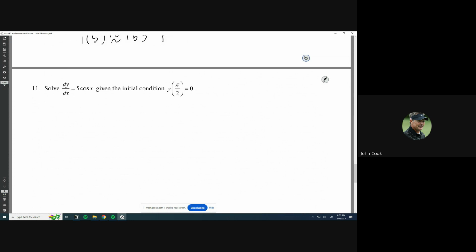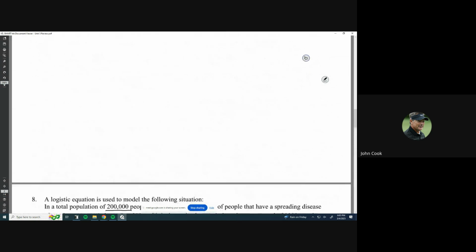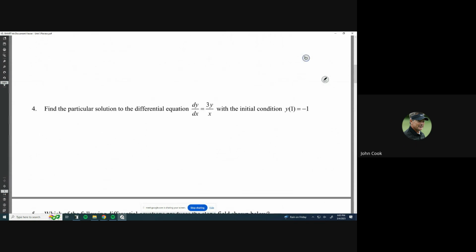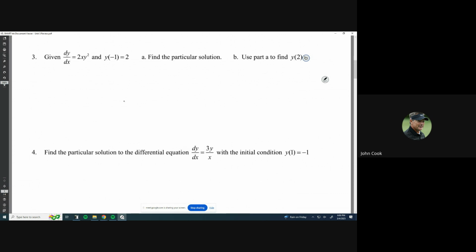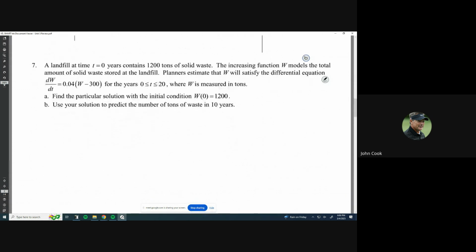So number 11 says solve the differential equation. We got dy dx is equal to 5 cosine x given this initial condition. This one is actually quite a bit like a problem that we had earlier, right? Wasn't there another one we had to solve for a particular solution? Yeah, like number 4 and also number 3. So it looks like this test is definitely going to have one of these kinds of problems.